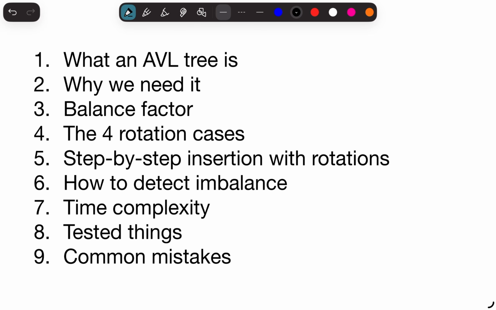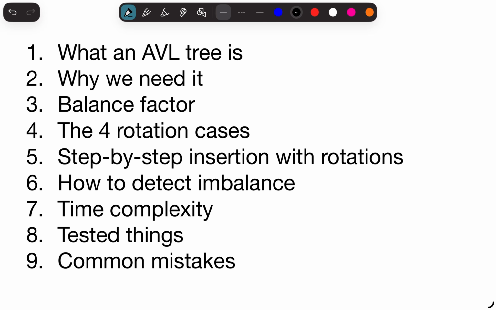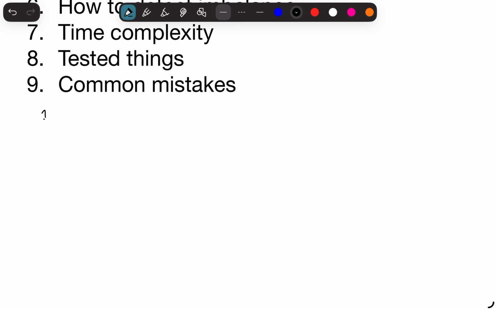In this video, we're going to be going over what an AVL tree is, why we need it, balance factor, the 4 rotation cases, step-by-step insertion with rotations, how to detect imbalance, time complexity, tested things, and common mistakes. So first of all, let's start off with what is an AVL tree.